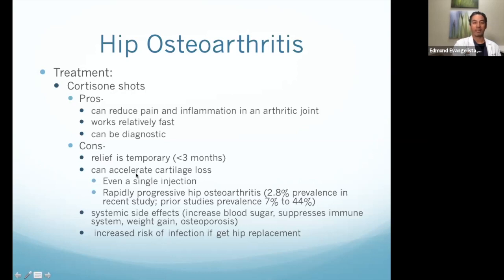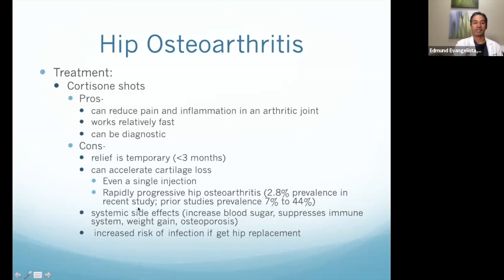There's a condition called rapidly progressive hip osteoarthritis, which many patients don't know about. This is a condition where after a single cortisone injection, you can develop rapid progression of the arthritis in the joint within 6 months. So significant joint space narrowing and worsening of the arthritis after that cortisone injection. A recent study estimated the prevalence of this condition to be 2.8% in patients after a cortisone injection. But prior studies have actually estimated a higher prevalence, where anywhere from 7 to 44% can develop this rapidly progressive hip arthritis following the injection.